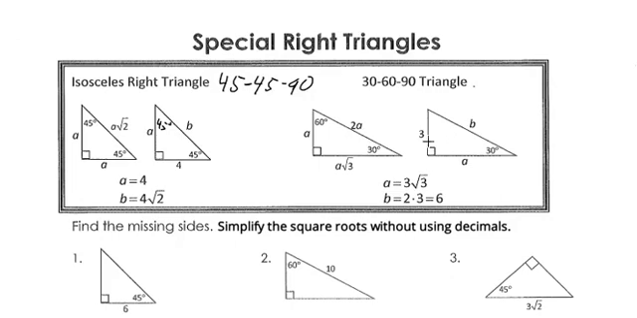So in this example here, they tell us that the short leg has a length of 3. So that means that this long leg must be the short leg multiplied by the square root of 3, or 3 times the square root of 3. And the hypotenuse must be 2 times the short leg, or 2 times 3, which equals 6.